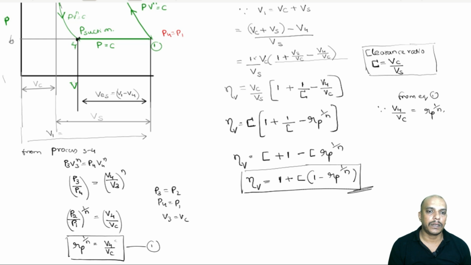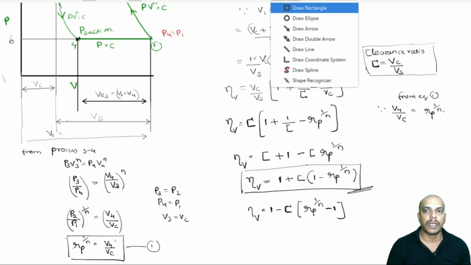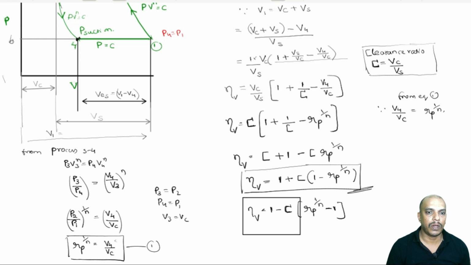Or we can also write the same expression in a different form, because we would like to keep Rp power 1 by n first. Nothing is changing, we are just rearranging so that the meaning doesn't change. So 1 minus C into Rp power 1 by n minus 1. The same equation is rewritten without changing its meaning, which will give the same answer. So we can use any one of these expressions to get the volumetric efficiency of a single stage compressor with clearance volume.